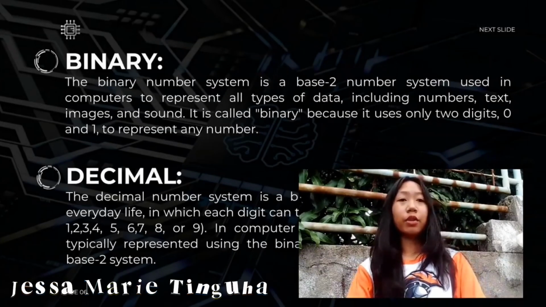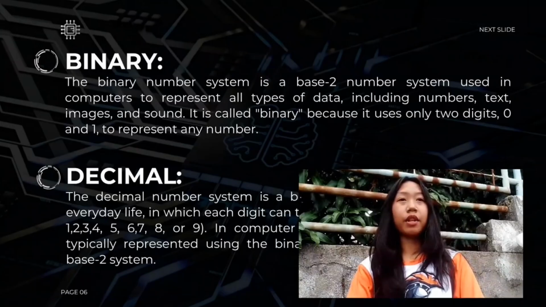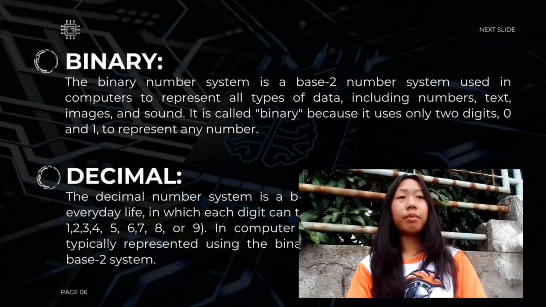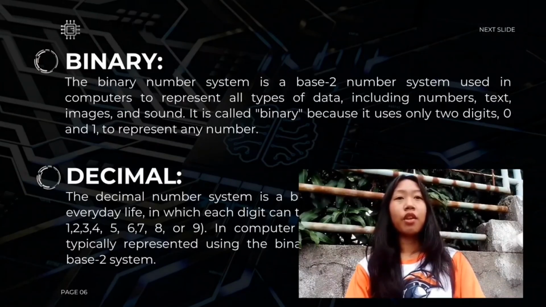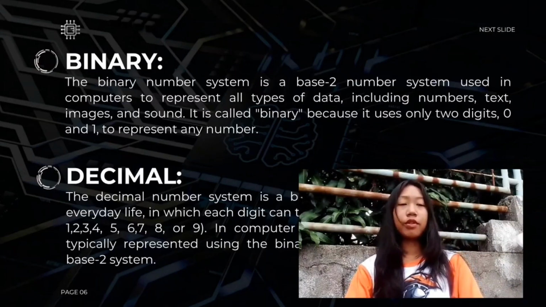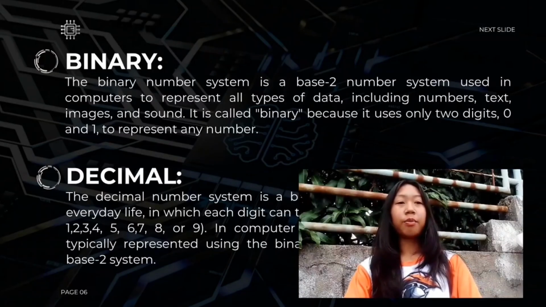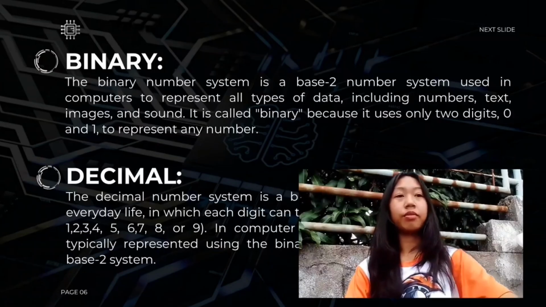I am Jasamari A. Tinuha, and I'm going to explain the binary and decimal. The binary number system is a base of two number system used in computers to represent all types of data, including numbers, text, images, and sound. It is called binary because it only uses two digits to represent any number. The binary number system only uses two digits, 0 and 1, to show information in computers. It is also how computers read, store, and process all kinds of information.